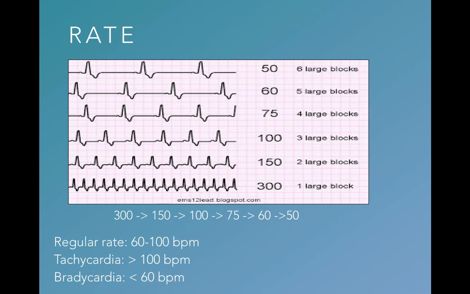If you look and you see two large blocks between, then it's 150. 3 would be 100. 4 would be 75. 5 would be 60. And 6 would be 50. So you'll get faster at this as you get some practice, but it's really, really important to remember 300, 150, 100, 75, 60, and 50.